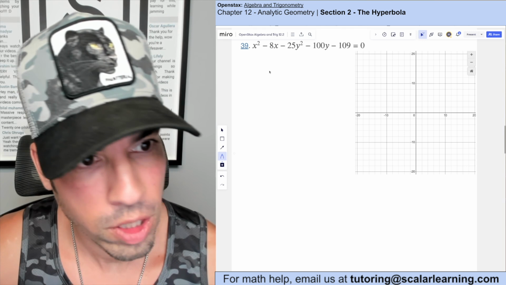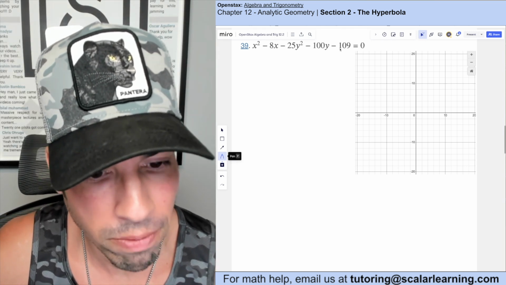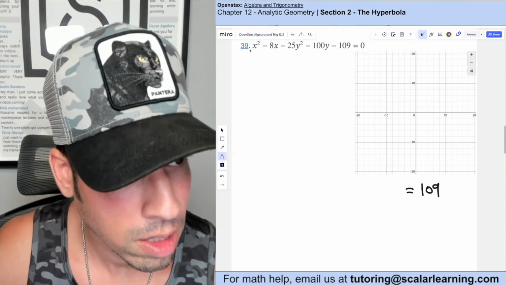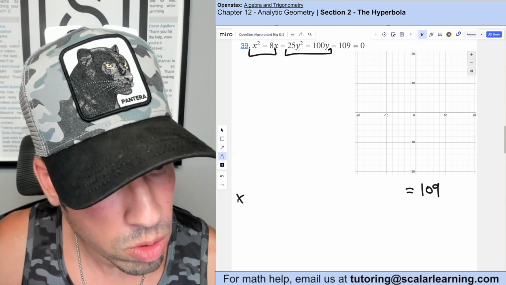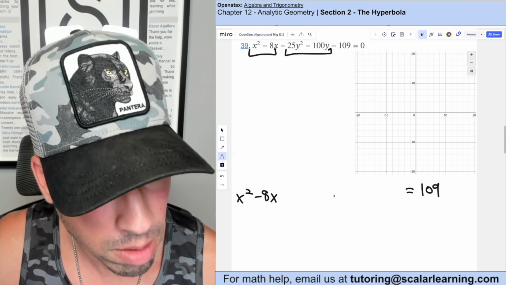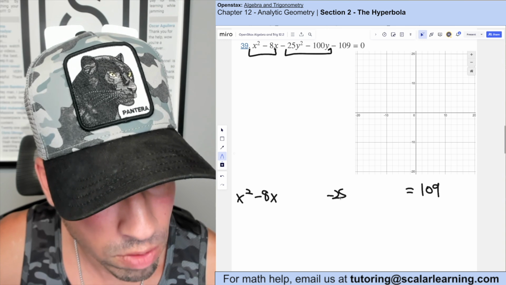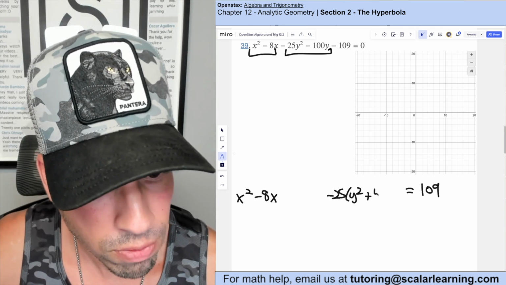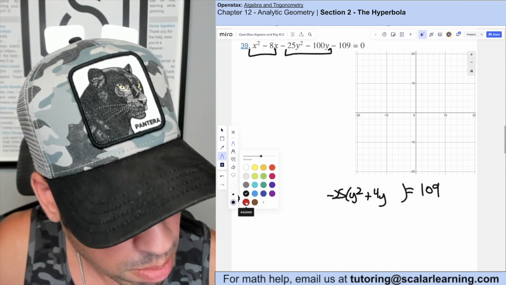Done. So for this one, our first step is to get this into our nice standard form. I'm going to do that by first adding 109 to the other side. And then I'm going to group this one and these two together. Now, there's no leading coefficient for the x squared, so we'll just say x squared minus 8x by itself over there. And then here, we're going to factor out that -25, and we got y squared plus 4y in here. We're going to leave a little bit of room because we're now going to complete the square.